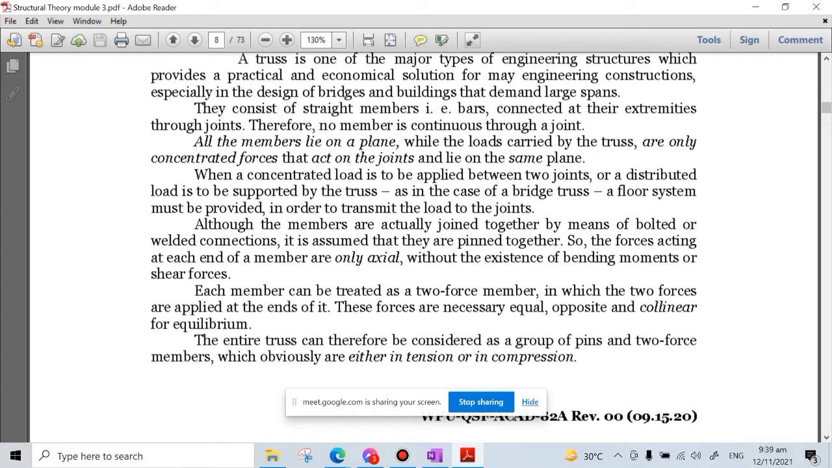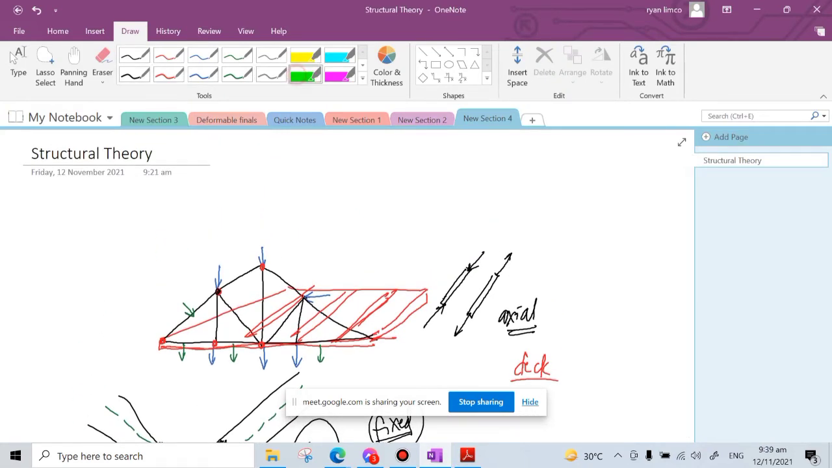So, the forces acting at each member are only axial without the existence of the bending moment or the shear force. So, nabanggit ko na kanina na yung member would only have axial forces. Pag sinabing axial forces, this is normal. Normal means, from the deformable, the force must be perpendicular, no? Perpendicular to the cross-section of the member, if this is the member, no? So, if the force is towards dito sa ating pin, then this is a compressive force, no? Like this one. And this is tensile.